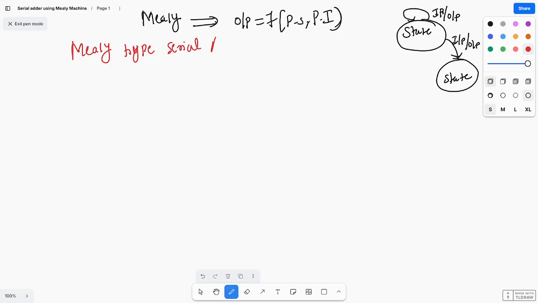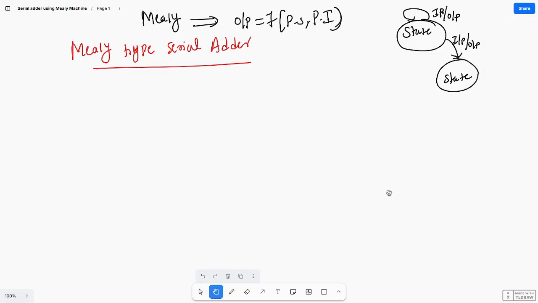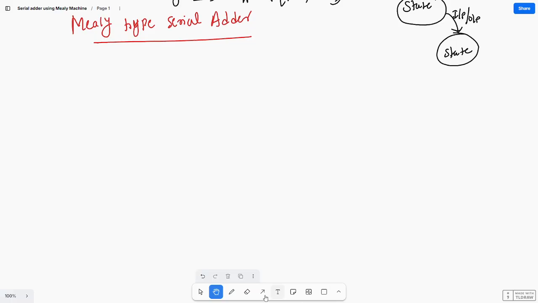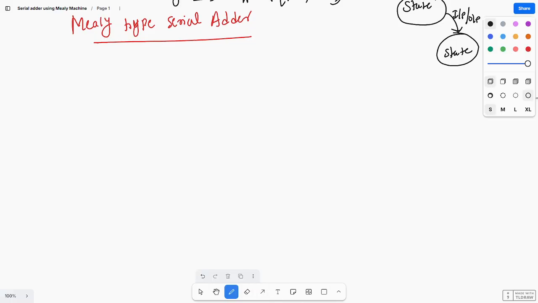So, Mealy type serial adder. How will you design it? First, you write the truth table for the full adder. We have already seen the full adder in the combinational circuit. So, full adder circuit.